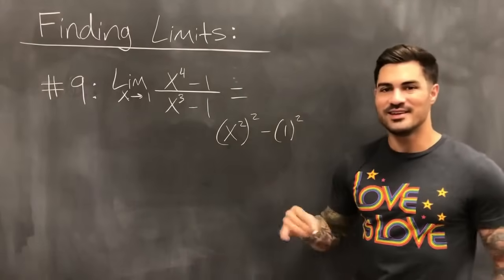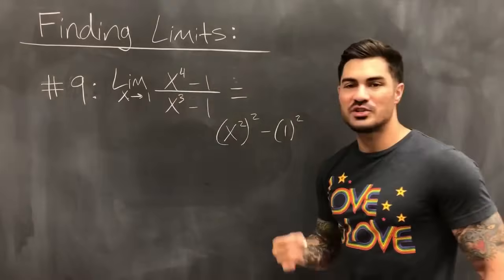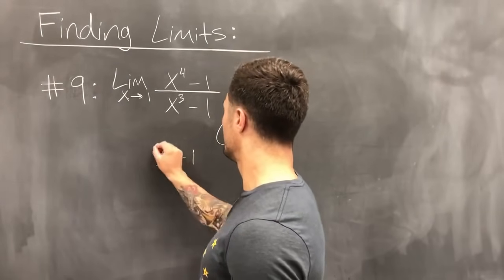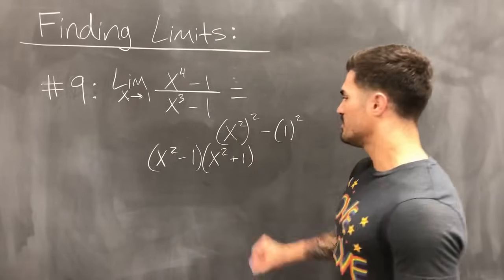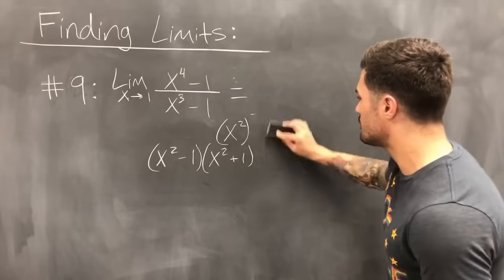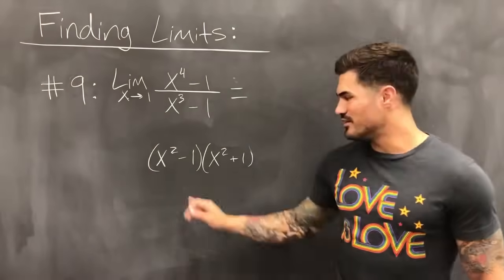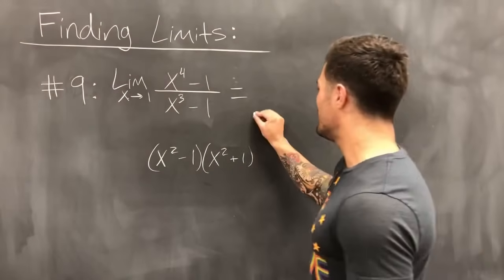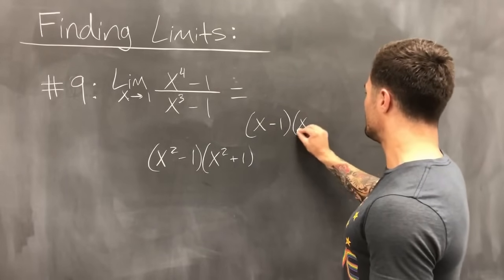So my a is x squared, my b is 1, and I can actually factor this x to the 4th minus 1, and it becomes x squared minus 1 times x squared plus 1, okay? So let me erase this scratch work here. And now what can I further do? I can factor again. This is a difference of squares, okay? So I can factor this down again, and it becomes x minus 1 times x plus 1.